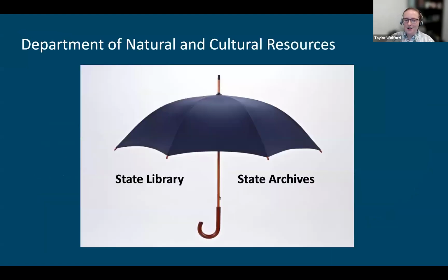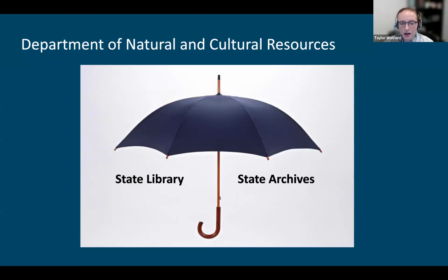So first, who we are. The State Library and the State Archives are often confused with one another, so I wanted to make sure we started off today with the who we are section on the differences. We are both under the umbrella of the Department of Natural and Cultural Resources. Also under our umbrella are historic sites, state parks, the North Carolina Zoo, and the museums. So we are tasked as a state agency with protecting and preserving both cultural and natural resources in the state of North Carolina.